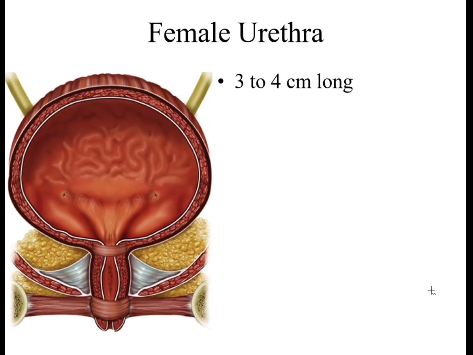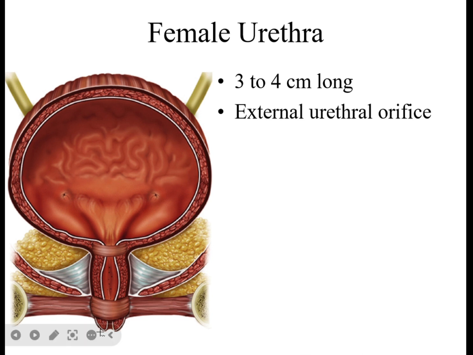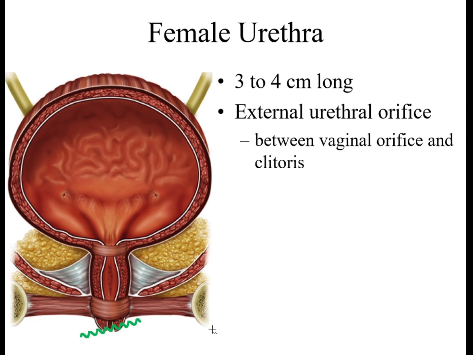As you can see here, the female urethra is 3 to 4 centimeters long. This is the external urethral orifice, right? It is situated between the vaginal orifice and the clitoris.